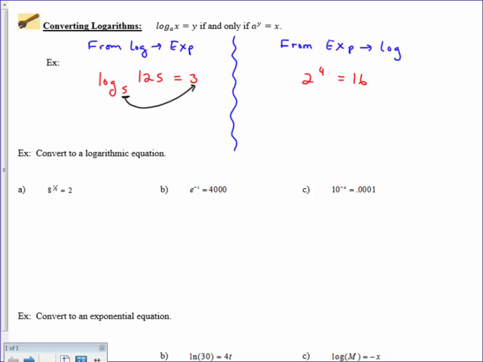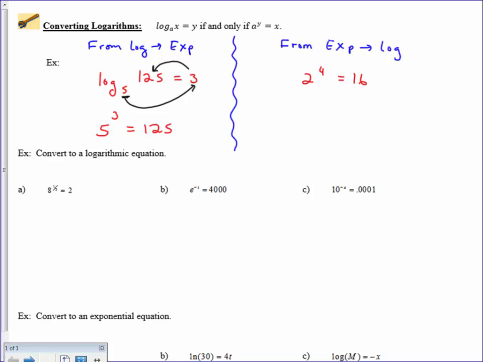The 3 that I get to first would end up being my exponent. And then I continue my circle to get to the 125. My 125 would be my result. So this logarithmic function as an exponential function would be base 5 to the third power equals 125. And we see this is a true statement. 5 to the third, 5 times 5 is 25, times 5 more is 125.